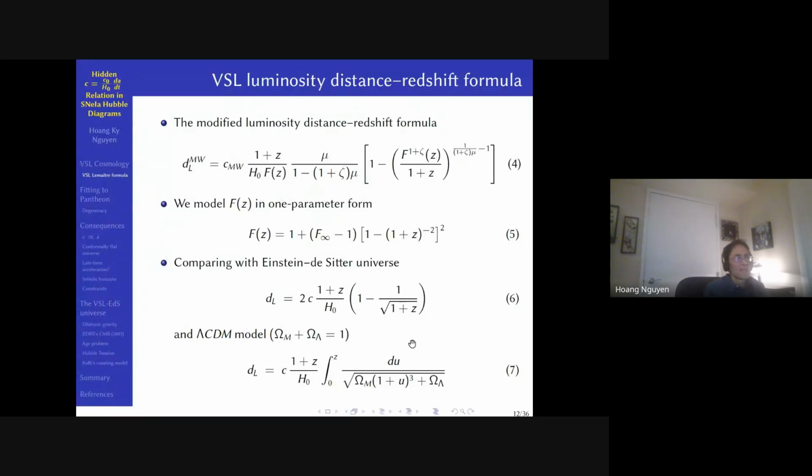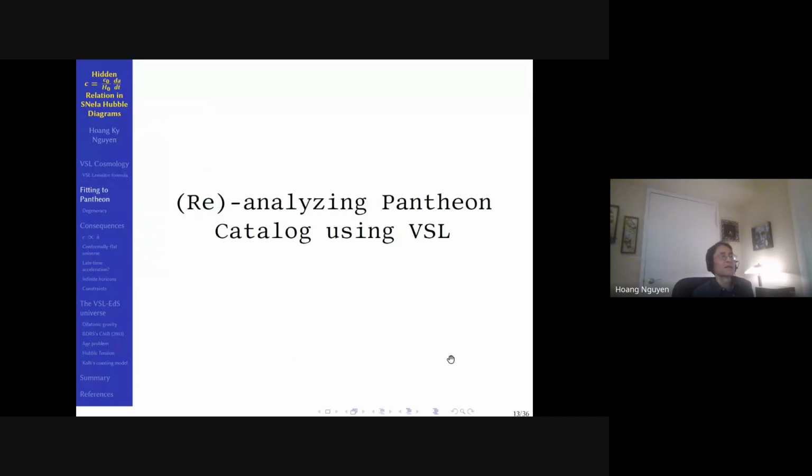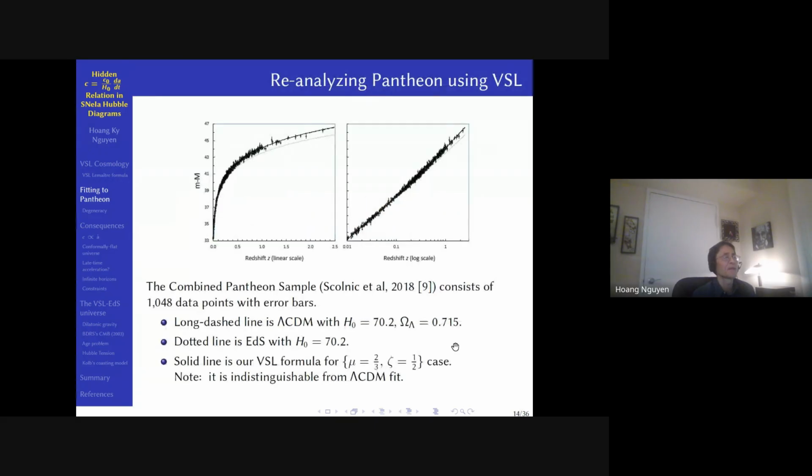So let's compare with the uncertainty zeta. This one we know from uncertainty zeta and the lambda CDM. The lambda CDM also has two parameters, H naught and omega lambda. Okay. All right, so do the fitting. Let us reanalyze the Pantheon using the VSL formula. Now, this is the result. And we know that this one is actually the same picture, only with a log scale for redshift.